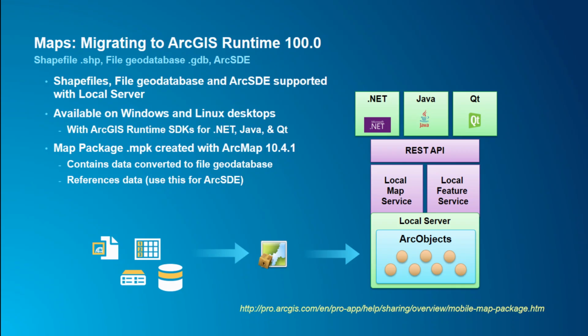You have the option of either containing the data within the package, in which case that shapefile, file geodatabase, or ArcSDE content will be converted to a file geodatabase and included within the map package, or you have the option of referencing that data in its original source location, either referencing the ArcSDE database directly or referencing the shapefile or file geodatabase on disk. In which case you need to make sure that the original location is accessible to your client application when it opens that map package and starts that local map service or local feature service.